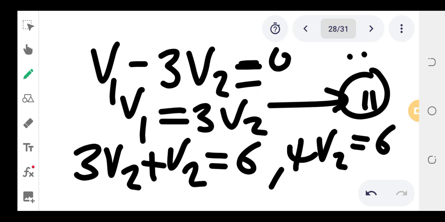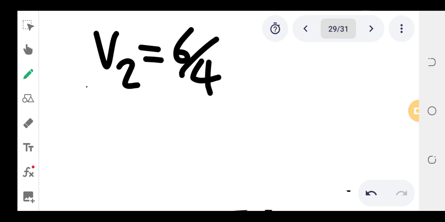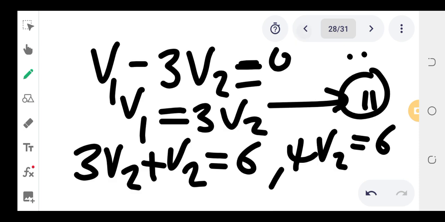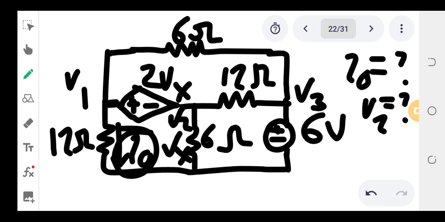So I'm getting V2 equals 6 over 4. So V2 is equal to 1.5 volts. So if this is the case, I have answered part one of the tasks that have been given. Now for IO, let's go back to our original diagram. So this is our IO, the current through the 12 ohm resistor. So we need to come up with V1.